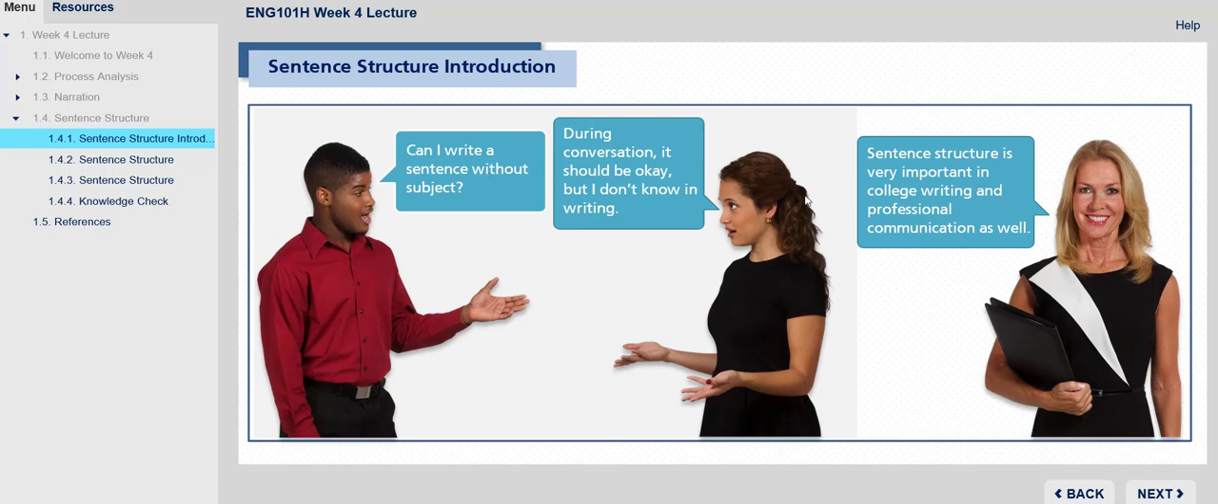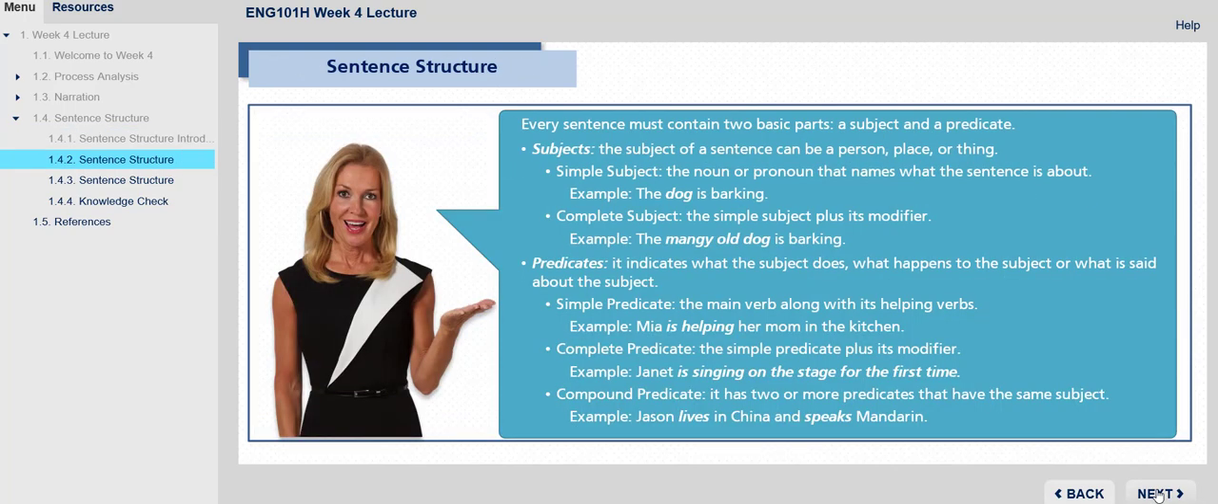Sentence structure is very important in college writing and professional communication as well. If you talk in sentence fragments, people will know right away you don't know your grammar. So every sentence must contain two basic parts, a subject and a predicate. Subjects: the subject of a sentence can be a person, place, or thing. The simple subject is the noun or pronoun that names what the sentence is about. Example: the dog is barking. Here the subject is the dog, because the subject is always whatever is doing the action, especially in active voice. I'll go over active and passive voice.